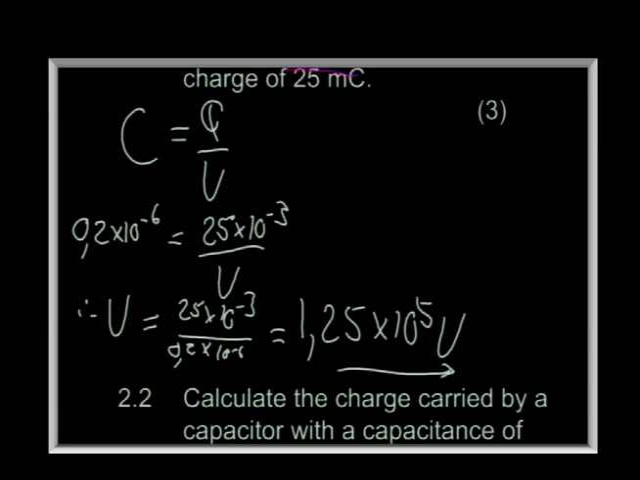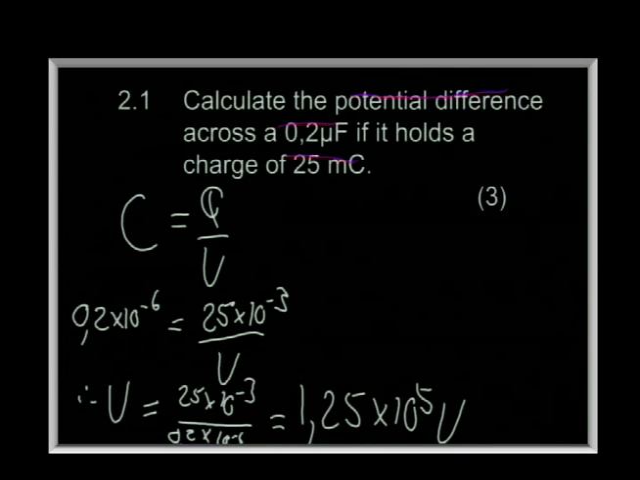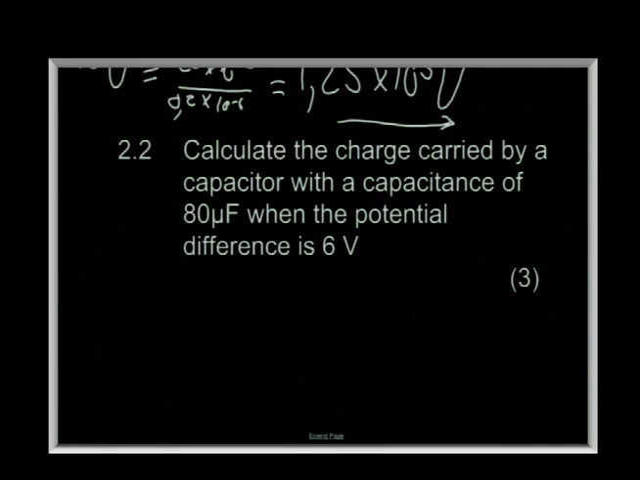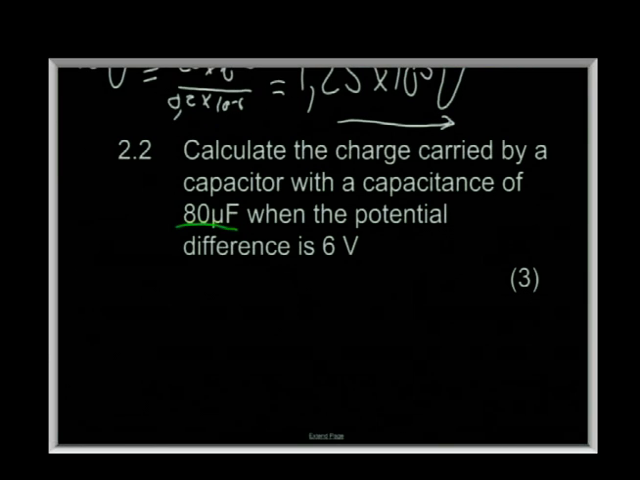That's a very big number of volts. You don't want to be holding on to that when it discharges at all. Notice it's not terribly big, 0,2 microfarad, and it's only got 25 millicoulomb. Again, it shows you that this idea of coulombs and farads is an incredibly big number. So let's make sure that we've got that all correct. Now, what about the next question? Here we go. We say calculate the charge carried by a capacitor with a capacitance of 80 microfarads when the potential difference is 6 volts.